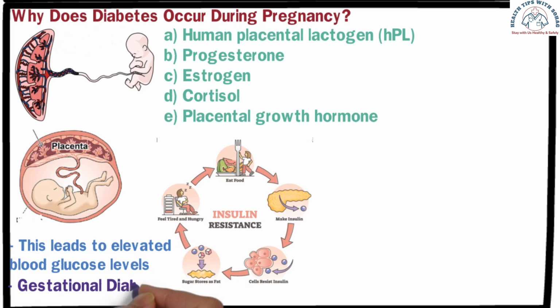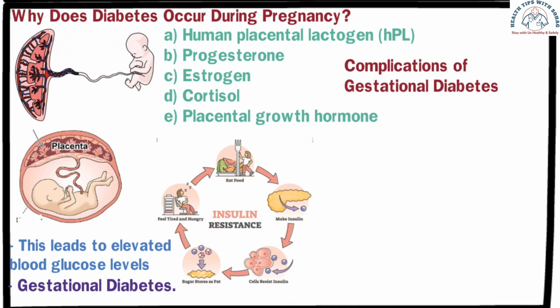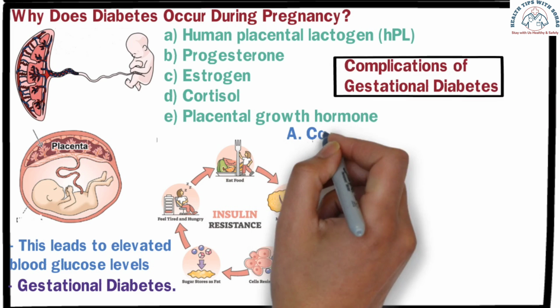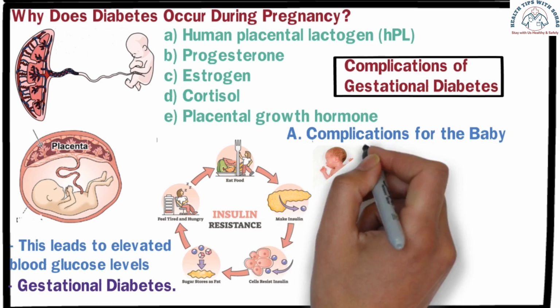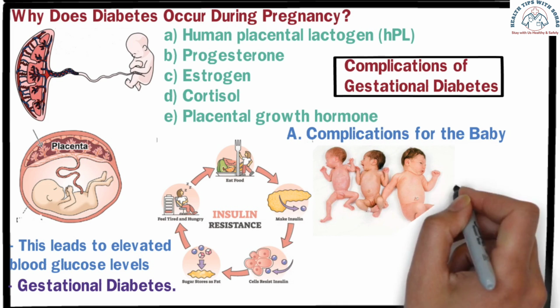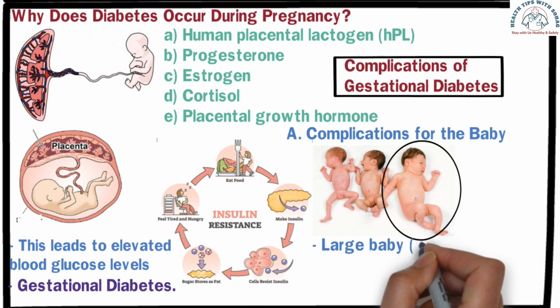Complications of gestational diabetes. Gestational diabetes poses significant risks for both the mother and the baby. Complications for the baby. 1. Macrosomia, excessive fetal growth. When the mother's blood glucose is high, glucose easily crosses the placenta, increasing the baby's blood sugar levels as well. This stimulates excessive growth, leading to a large baby and macrosomia.